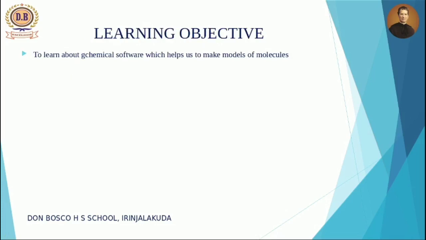The learning objective for today's class is to learn about another software that is known as GChemical, which helps us to make the models of molecules. Okay, so we know all these substances are made up of atoms, and combinations of atoms are known as molecules. The molecules are made up of many minute atoms, and molecules cannot be seen with our naked eyes. So we have softwares like GChemical, which help us to make molecule models, so that we can see the molecular structure in our computer.